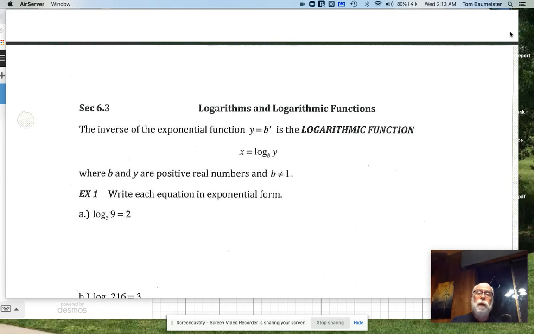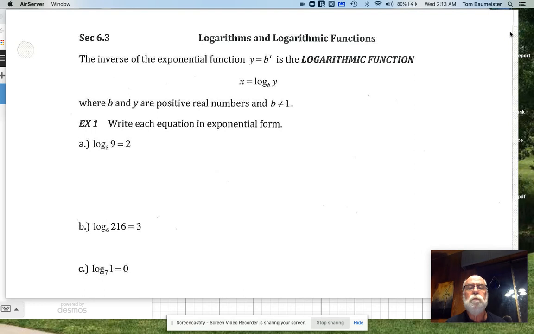Right, section 6.3, we're going to take a couple days for it. We're going to be talking about logarithms and logarithmic functions. So the inverse of the exponential function y is equal to b raised to the x power is the logarithmic function x is equal to log to the base b of y, where b and y are positive real numbers and b cannot equal 1.